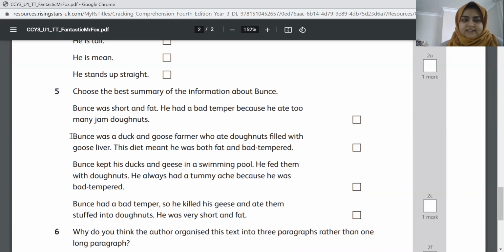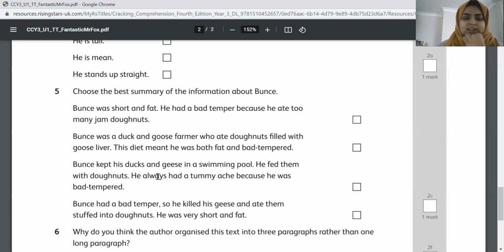Then the second statement says Bunce was a duck and goose farmer who ate donuts filled with goose liver. This diet meant he was both fat and bad-tempered. So we know Bunce was a duck and goose farmer, and he did eat donuts filled with goose liver. And we know his diet was really bad, which is why he was fat and bad-tempered. That could be an option. I'm not going to mark a tick yet because I've still got 2 more statements to go through.